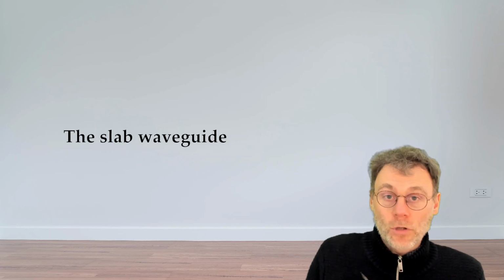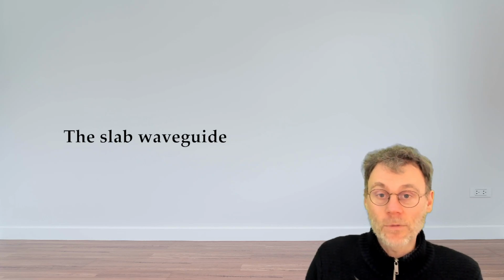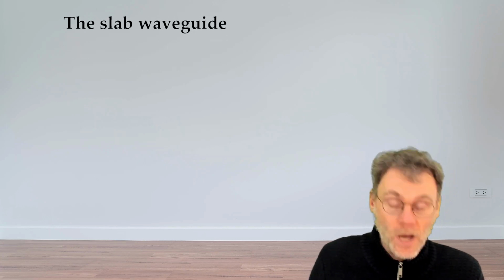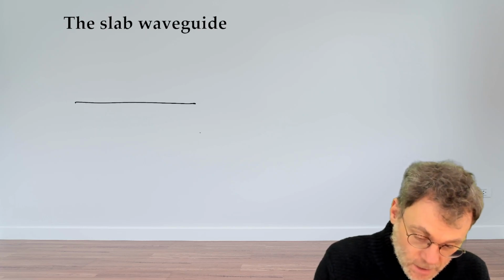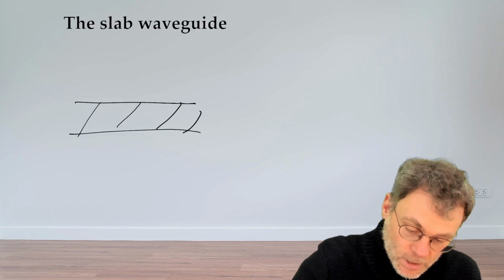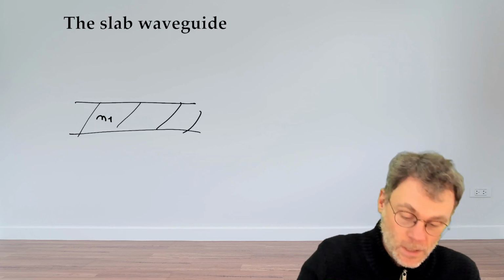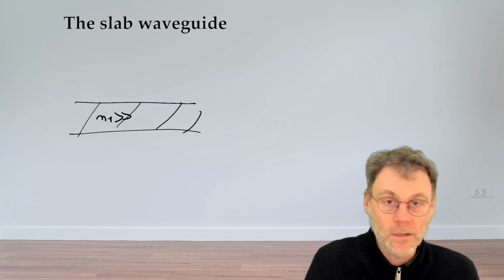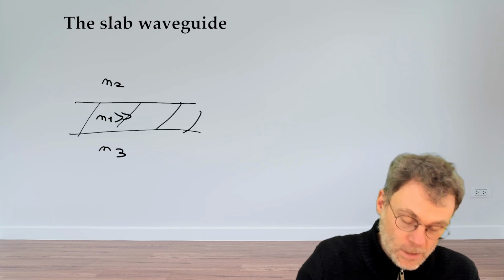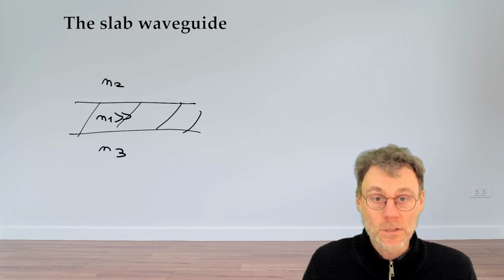Let's now turn our attention to a very famous example in the field of photonics of a structure that has continuous translational symmetry, namely that of a slab waveguide. So a slab waveguide is basically a slab of high index material, so refractive index N1, which is much higher than the refractive indices that we have for the cladding, which could be in general two different materials, N2 and N3.